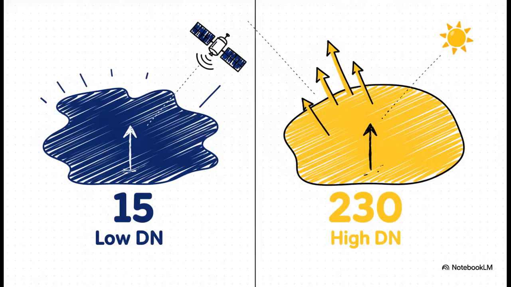So you have to remember, the computer isn't seeing water or sand. It's just seeing numbers. An object that's dark, like a deep lake, soaks up a lot of sunlight, right? So it reflects very little energy back to the satellite, and it gets a low digital number. On the flip side, something bright, like a sandy beach, bounces a ton of light back up, so it gets a nice high DN. Makes sense, right?